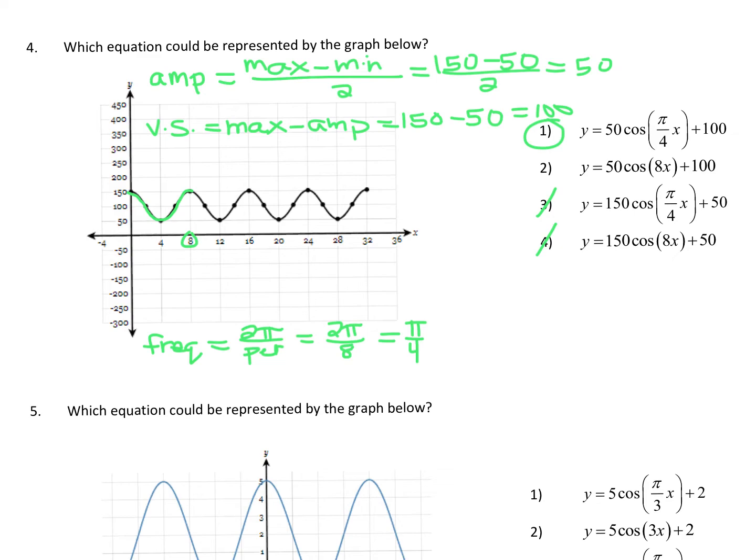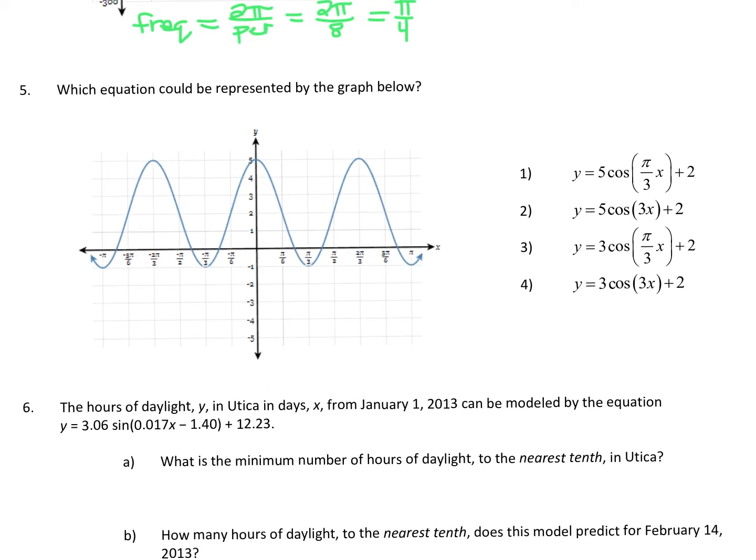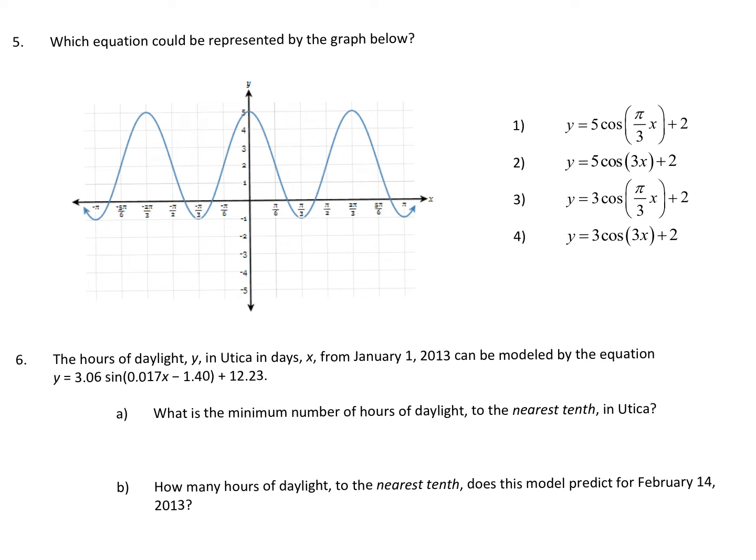All right, number 5, it looks like they again give us a picture and they want to know which could be the equation. So let's just do the same thing. Let's first start off and find our amplitude. So we know that amp is equal to max minus min divided by 2. I'm not going to write the formula this time because we already did it a couple times.